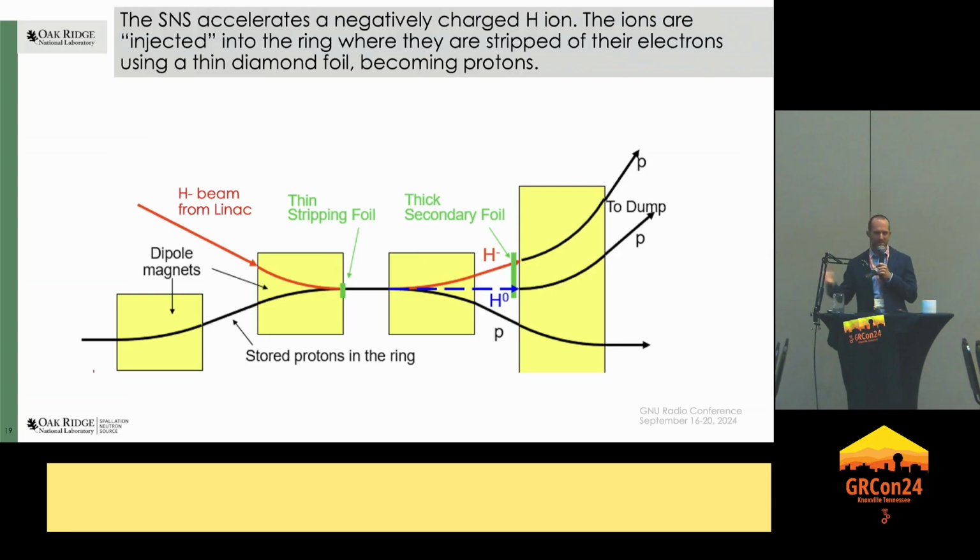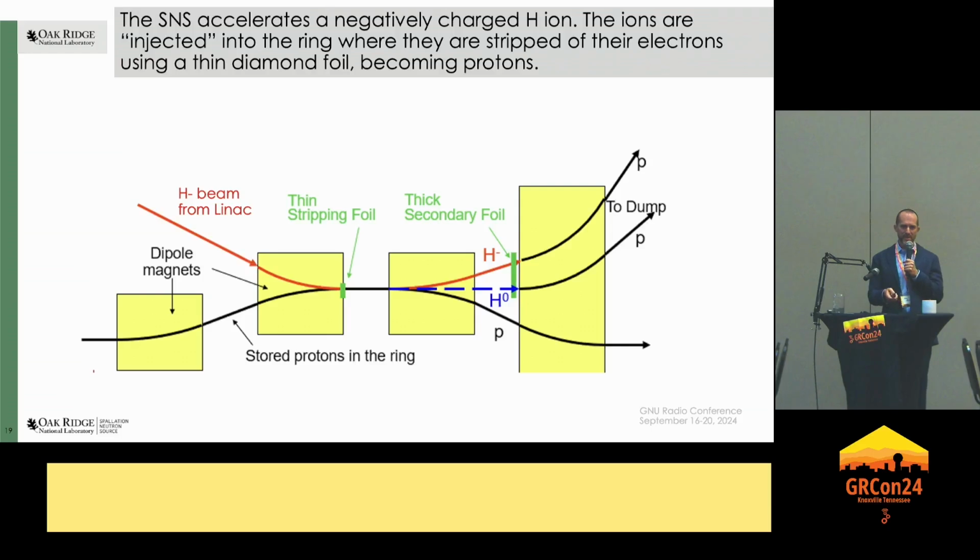So now we're coming to the end. We've made it all the way through the accelerator. We're bopping along at 90% of the speed of light, and we're going to start accumulating protons. So how does that work? I mentioned earlier, we actually accelerate a hydrogen ion. The ions are then injected, there's that word injection again, into the ring, where they strike a diamond foil. And that diamond foil quite literally strips the excess electrons off of the hydrogen ion, and it becomes a proton.